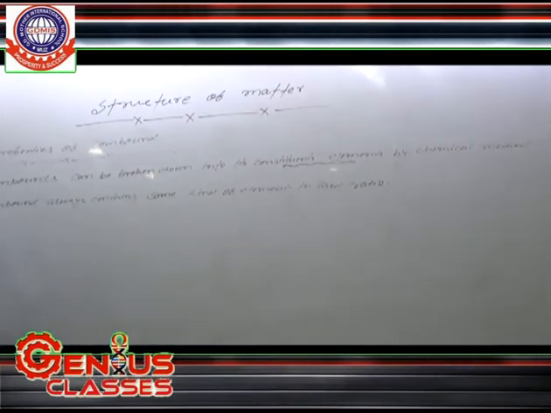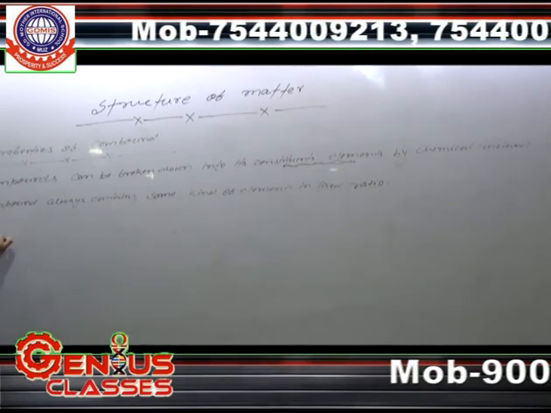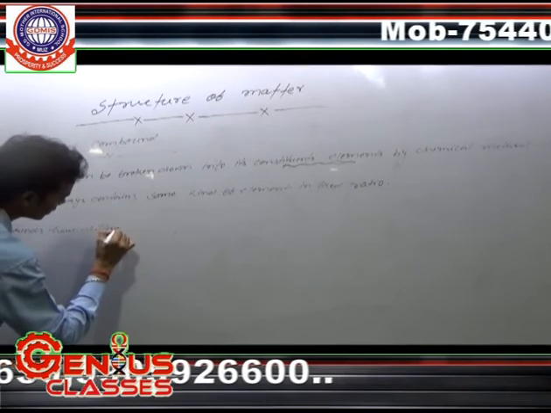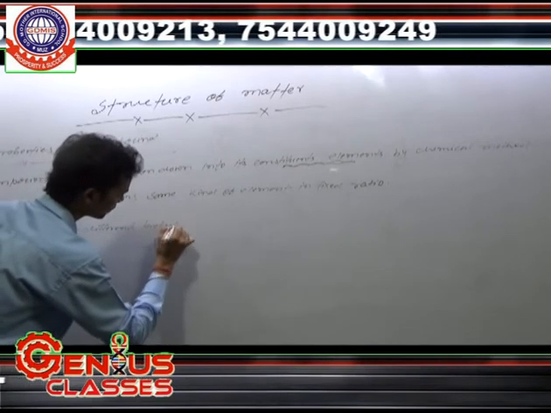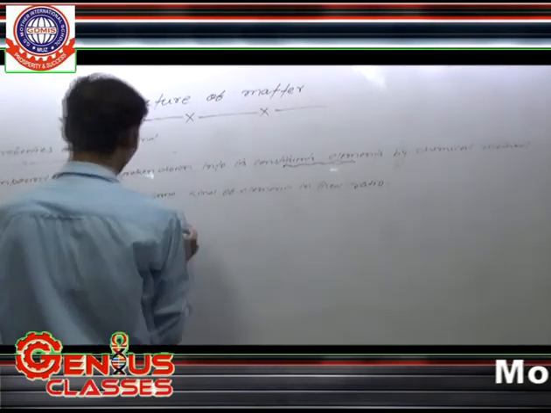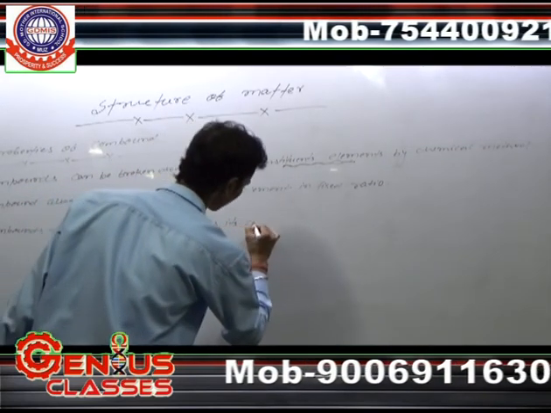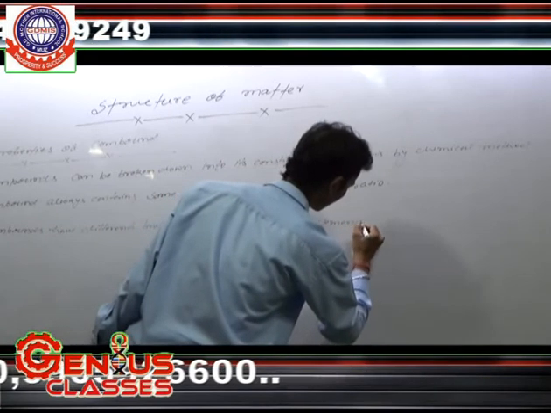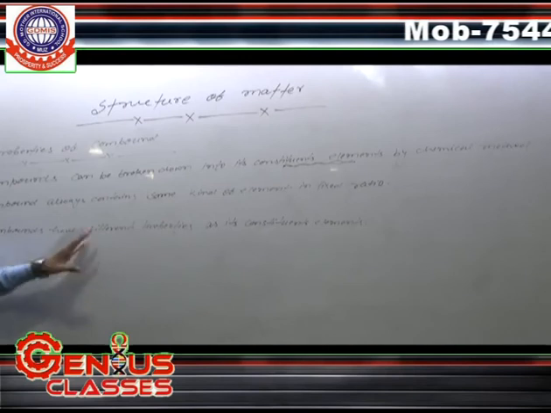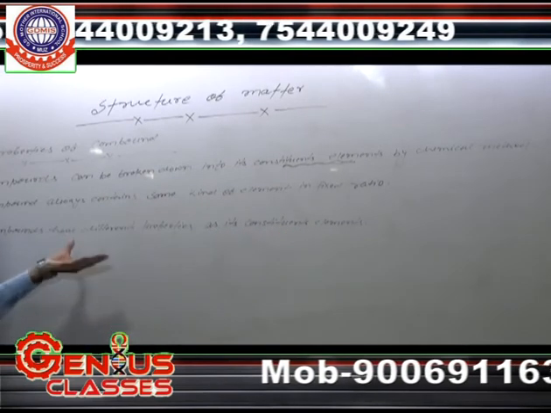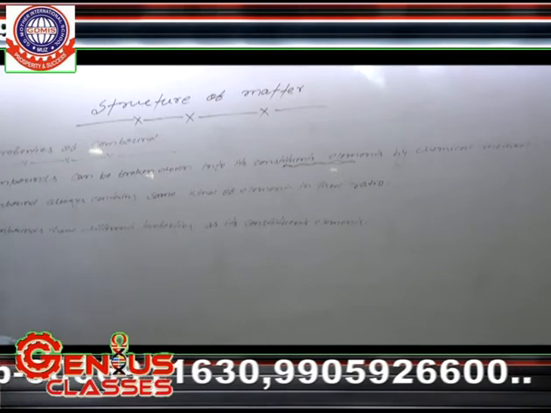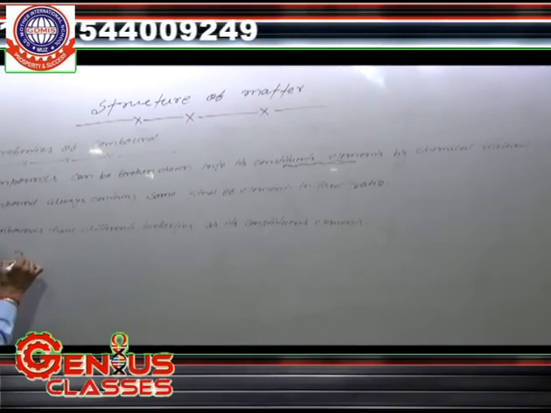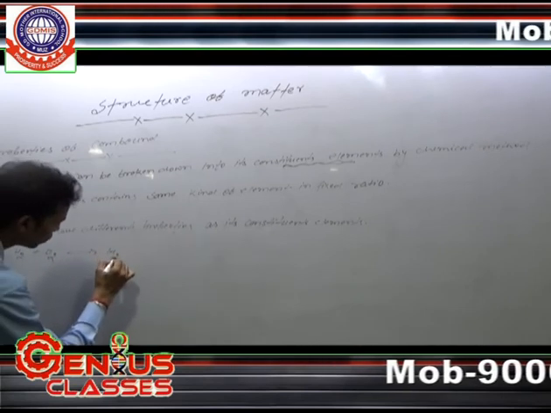एंड थर्ड प्रॉपर्टी ऑफ कंपाउंड इज: compounds have different properties from its constituent elements. Means कंपाउंड की प्रॉपर्टी बिल्कुल अलग होगी उसके कंस्टिट्यूएंट एलिमेंट से. जिस एलिमेंट से मिलकर वो कंपाउंड बना है, उन एलिमेंट्स की प्रॉपर्टी और इस कंपाउंड की प्रॉपर्टी में काफी ज्यादा डिफरेंस होगा. एज फॉर एग्जाम्पल, इफ यू टेक हाइड्रोजन प्लस ऑक्सीजन एरो H2O.